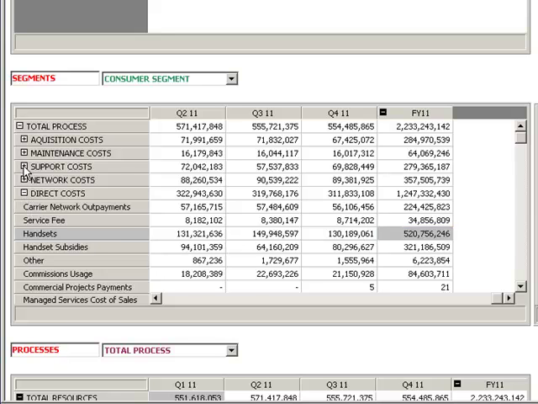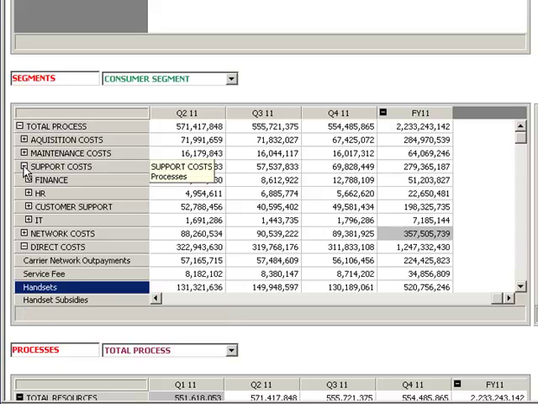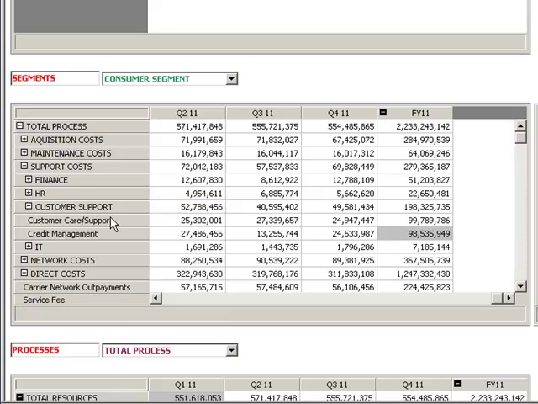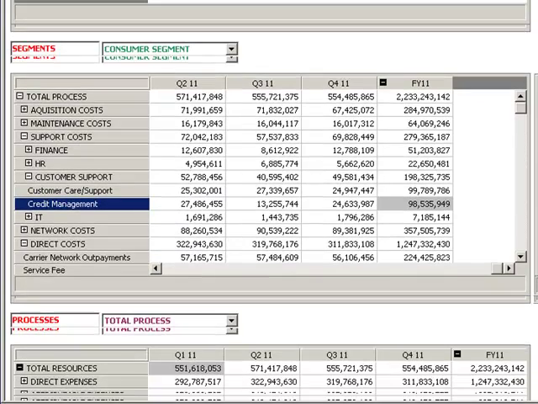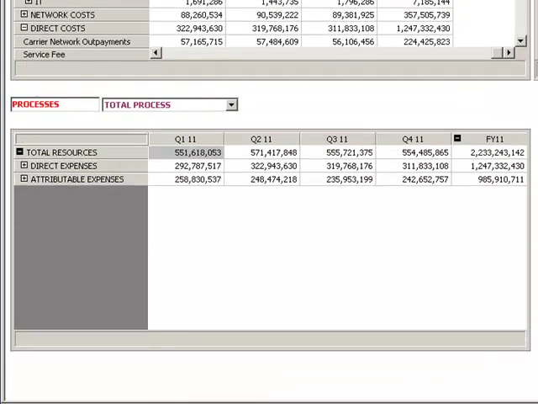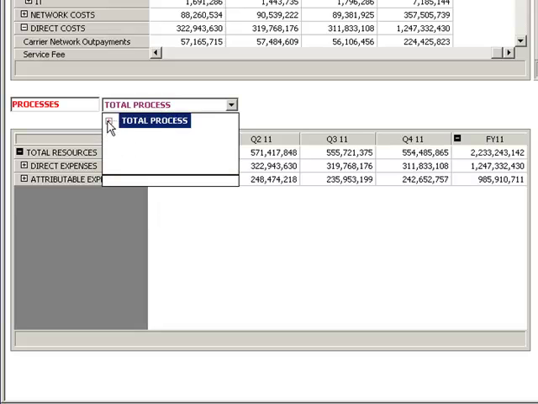So I have a look at the support costs, and in terms of indirect costs here, I see that the cost is very high in customer support, both in customer care and credit management. So let me drill down even further and look at the GL accounts and the expenses that have been incurred in order to support those processes.